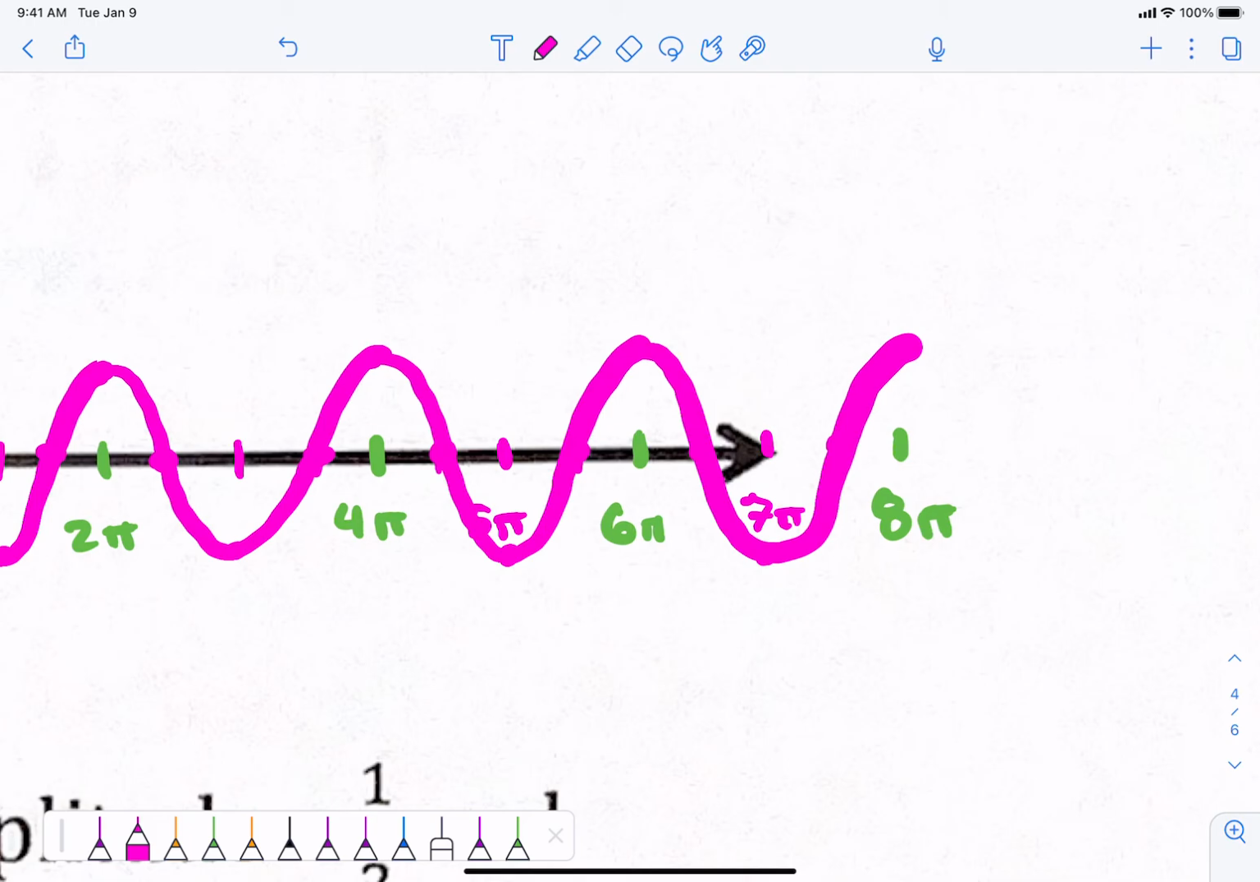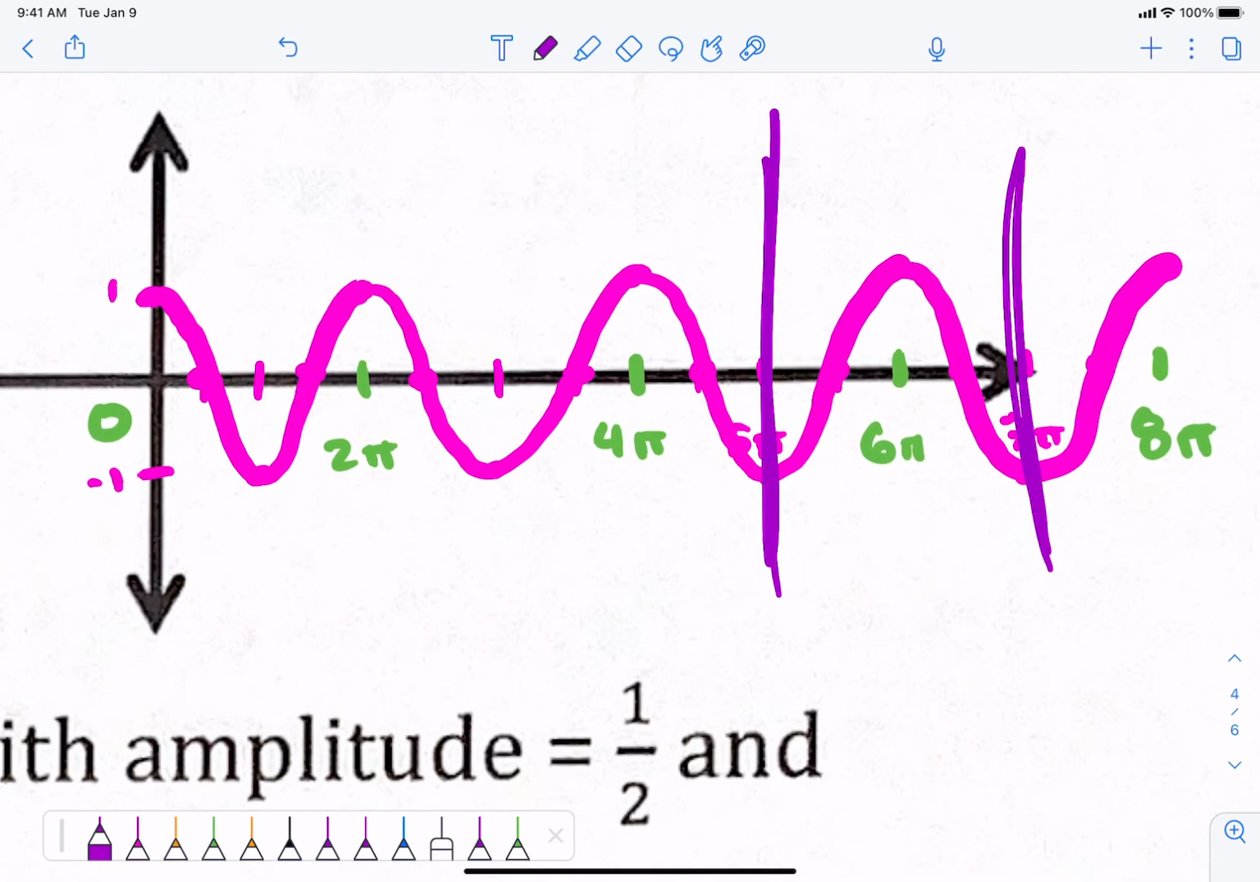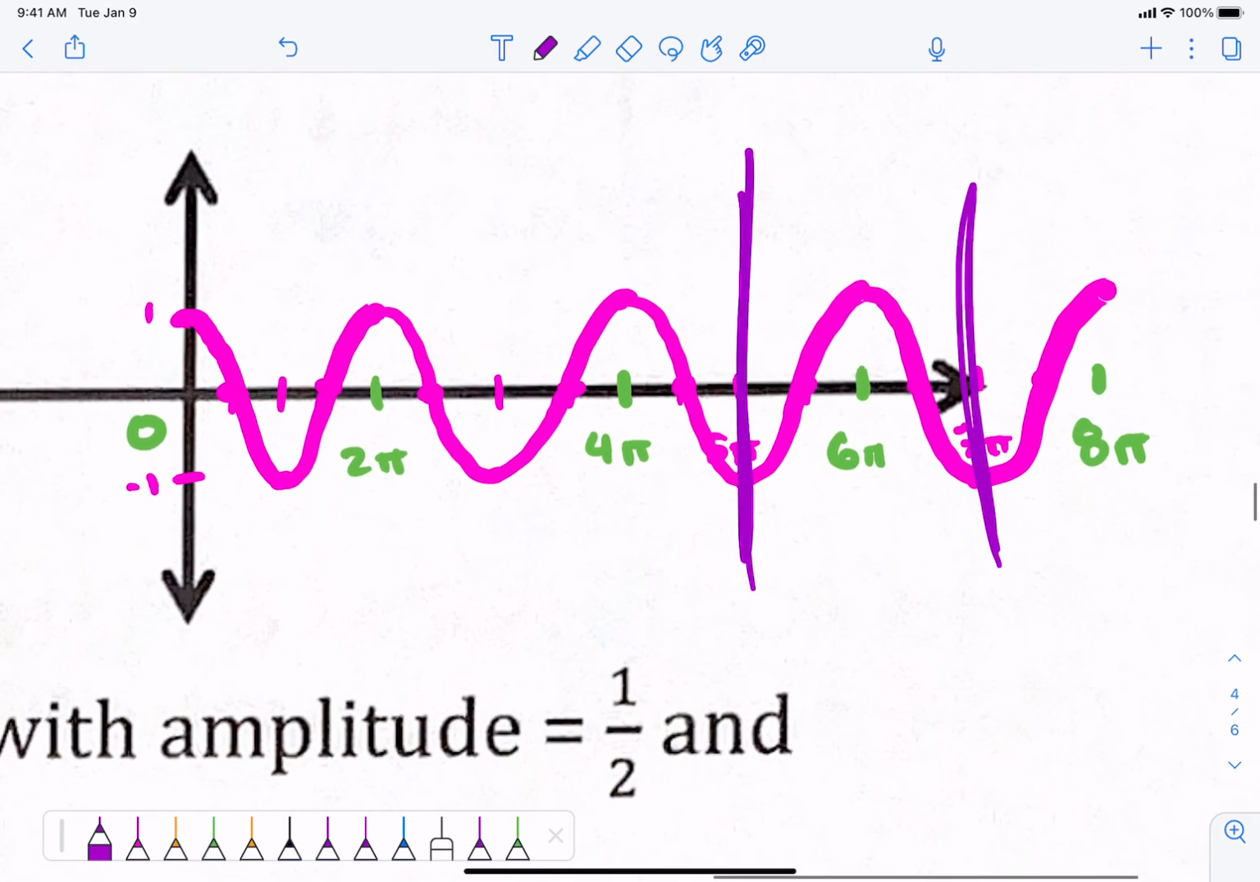Okay? And I only want from here to here. There you go. That's the chunk that they wanted me to graph. Is that what you need? That's what he looks like. So just keep waving him on.